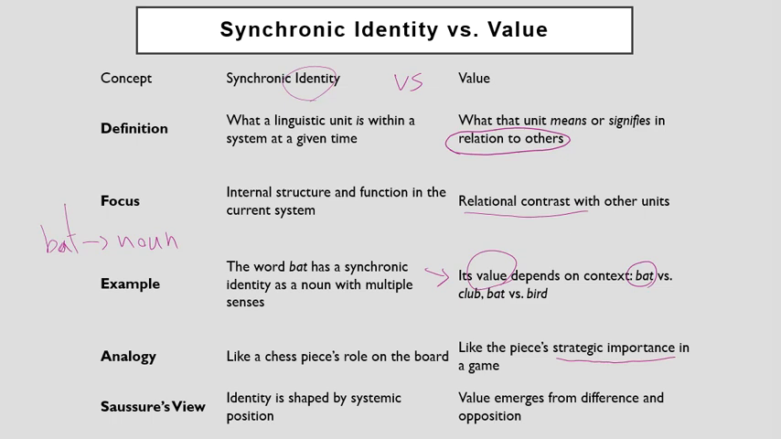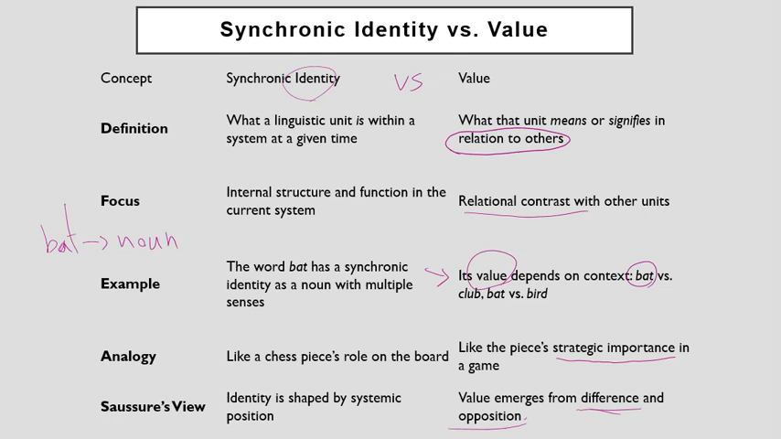And then Saussure's view is that identity is shaped by systematic position. Value emerges from difference and opposition. This is something that we've repeated a lot of times, so I'm not going to stay on it and focus on it too much. But I just want to say that identity is about placement, while value is about differentiation. Okay.